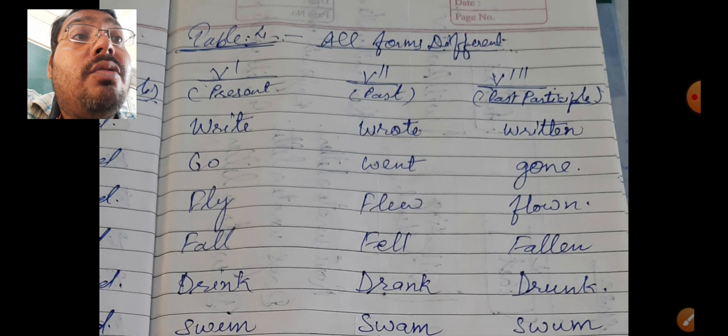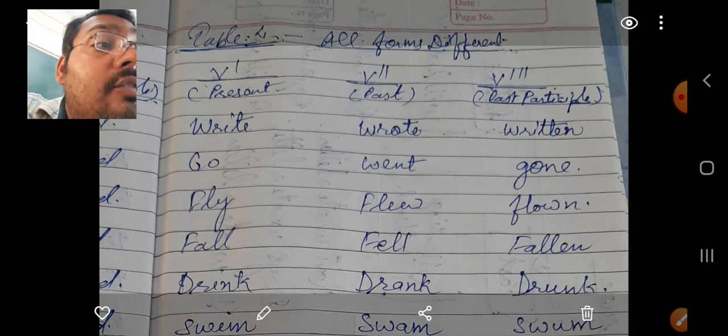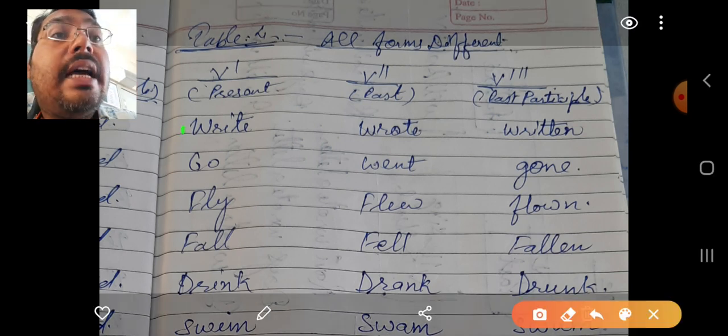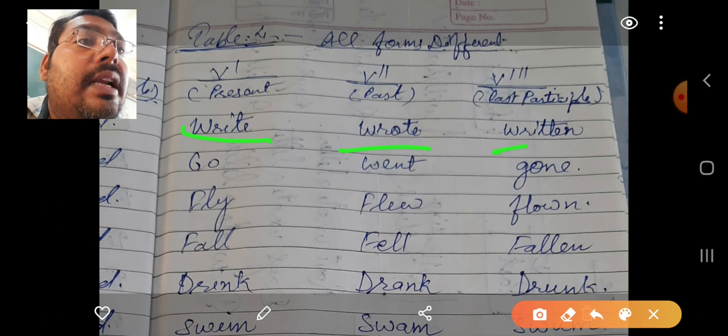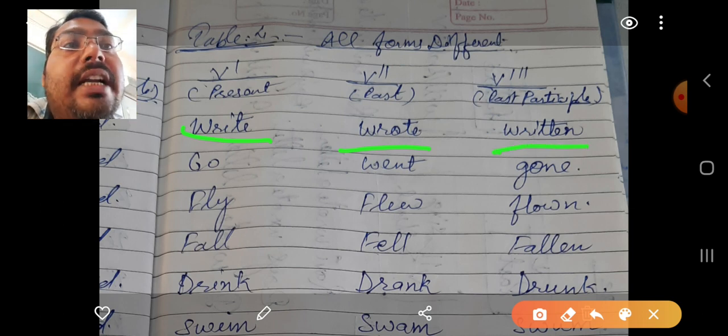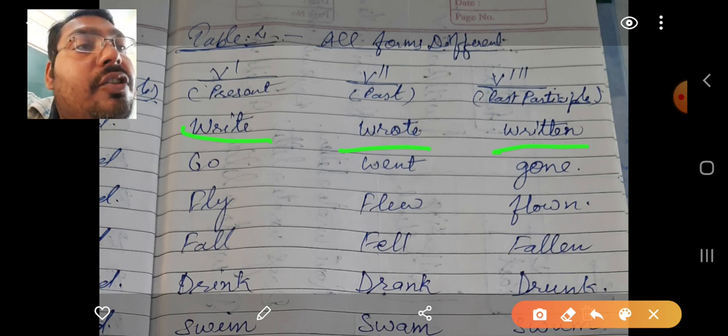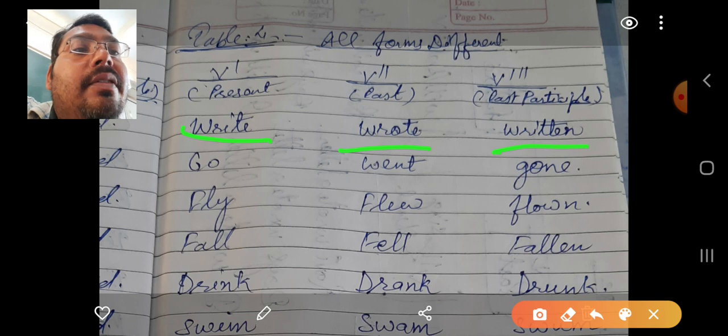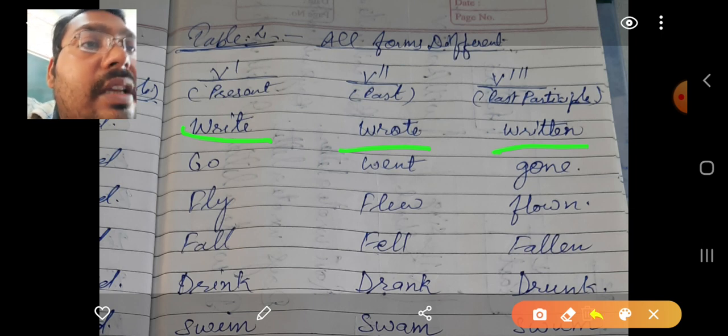Like write, wrote, written. If you don't learn, you may make mistakes. Write, wrote, written. There is nothing you can add to get something else, and no forms are the same. So you must learn them. This table must be learned.